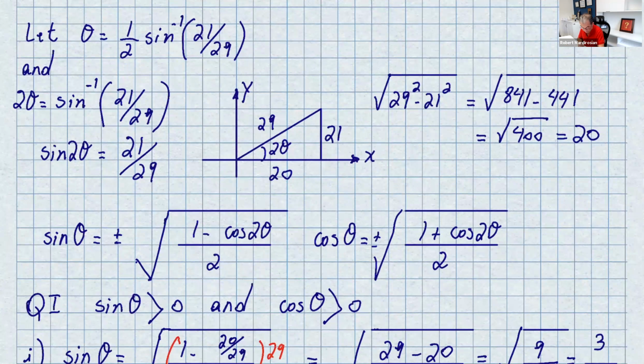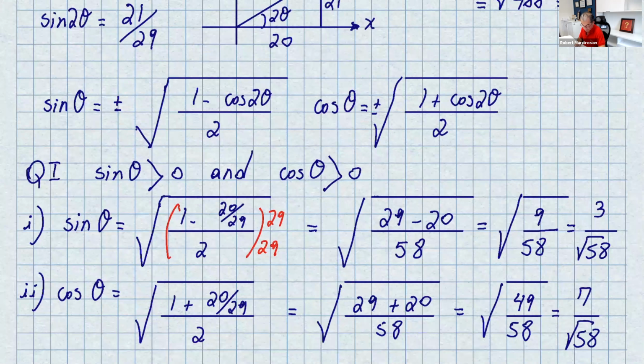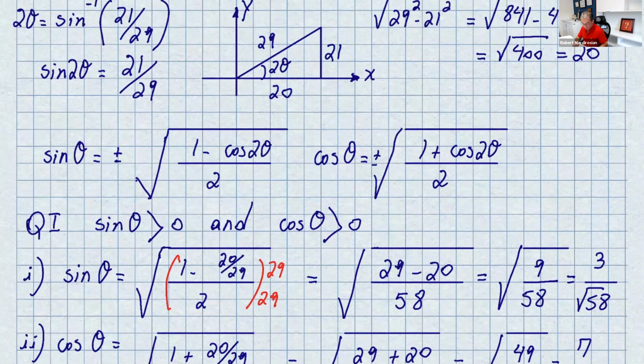Now the half angle formula, if we write it, we can just say sine theta is plus or minus square root of 1 minus cosine 2 theta over 2. And cosine theta is plus or minus square root of 1 plus cosine 2 theta divided by 2. So for sine, that's minus, and for cosine, this is plus. However, we are in quadrant 1, so both sine theta and cosine theta are positive, so we can just drop the negative sign. Now, if you want to find sine theta, using that formula is 1 minus, you go to your triangle, cosine 2 theta is 20 over 29.